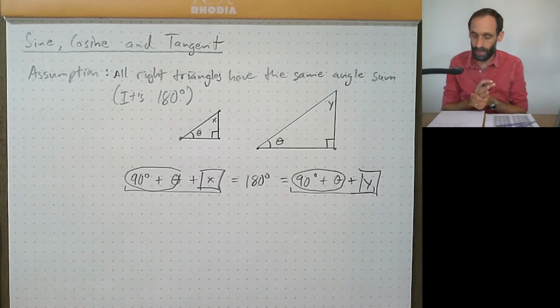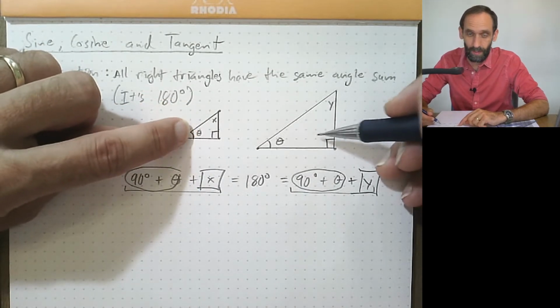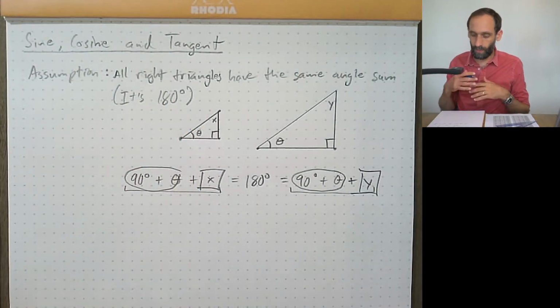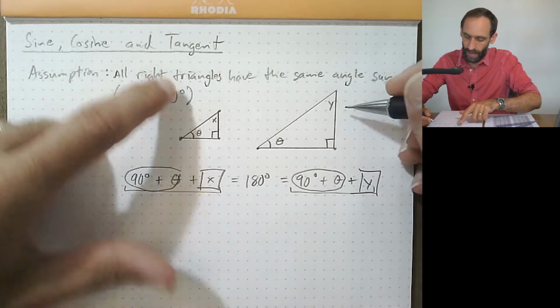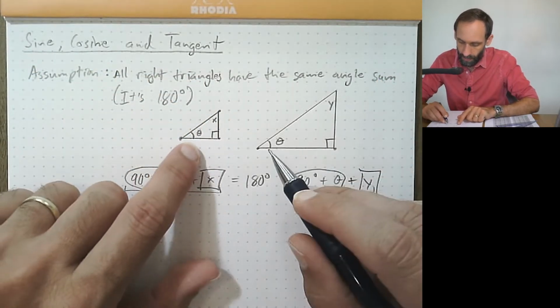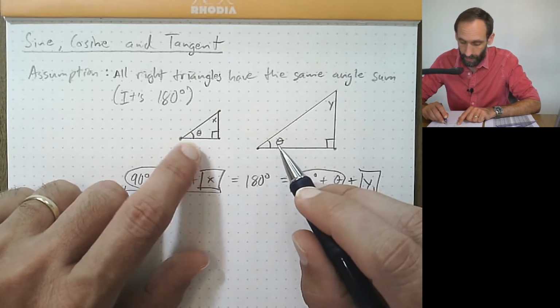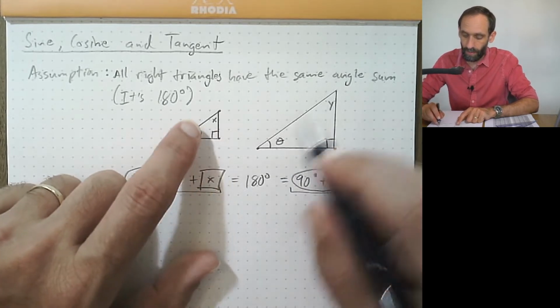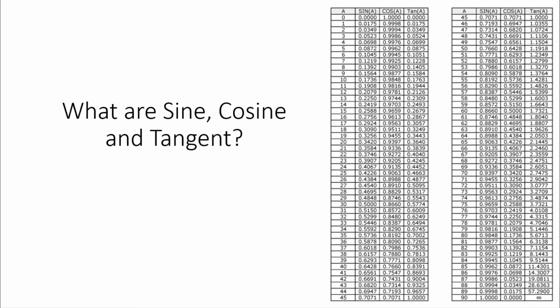So if we make this assumption that all right triangles have the same angle sum, we get this payoff, which is going to be really useful for the trigonometry we're going to do, which is that if you have two right triangles in which another angle theta, we'll call it, is equal in both, then those two triangles are similar. And they're going to have that rule of proportionality that we talked about in the last video.